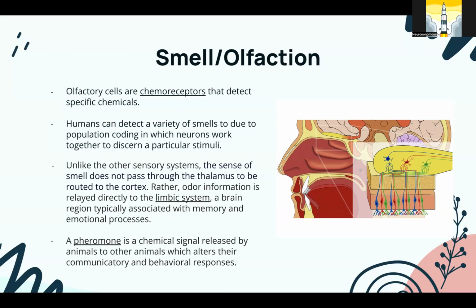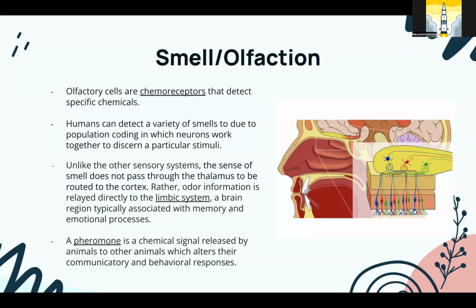Unlike other sensory pathways, and this is important, smell does not pass through the thalamus to be routed to the cortex and the brain for processing. On the other hand, odor information is relayed directly to the limbic system, a region associated with memory and emotional processes. So that's why when you smell something, it easily triggers a particular memory or emotion. Okay, so the limbic system.